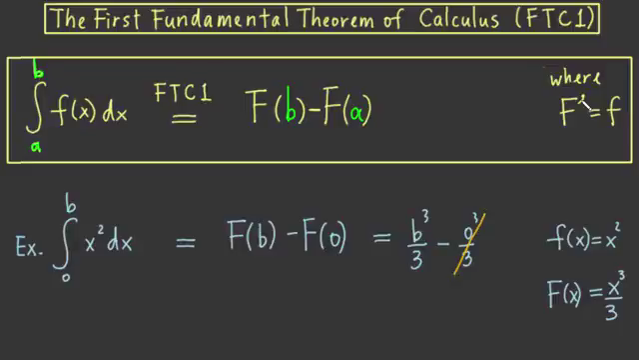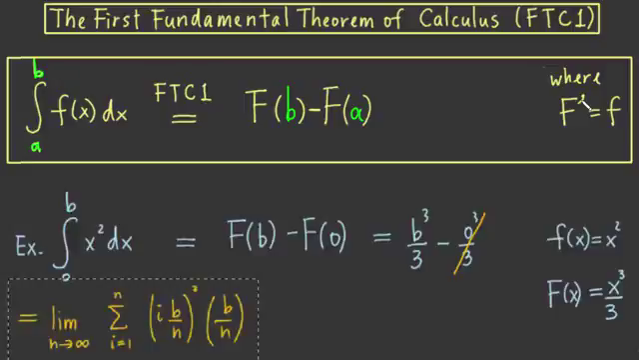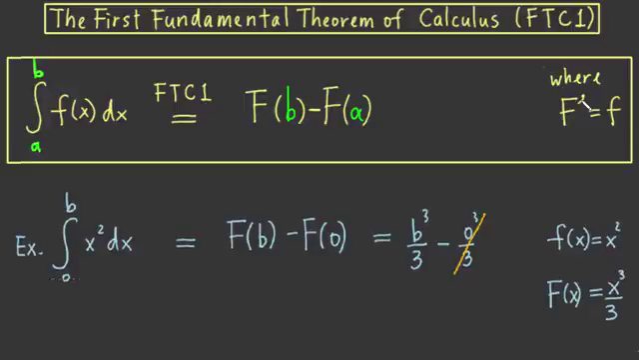This is the same as the answer we got last time using Riemann sums. But remember how long and laborious the whole computation was? With FTC1, we don't need to use Riemann sums anymore. All we need to evaluate a definite integral is to find an antiderivative of the integrand and evaluate it at 2 points.